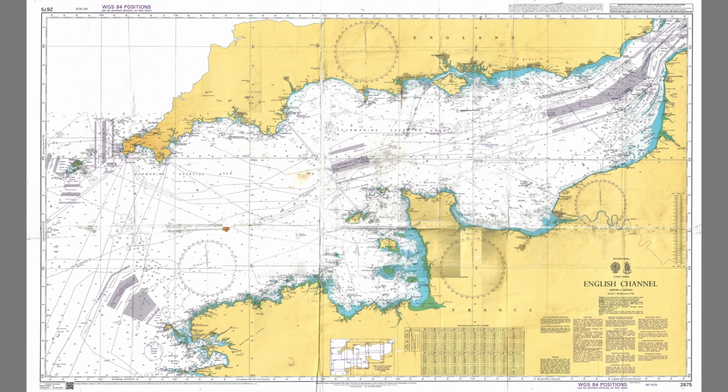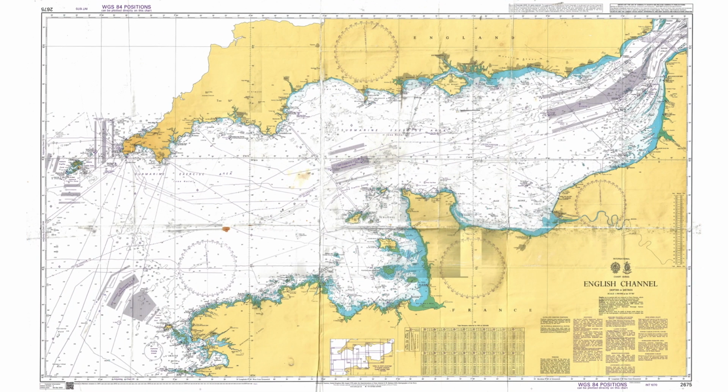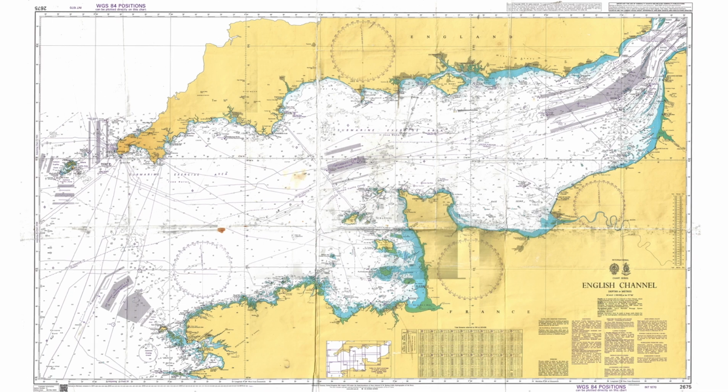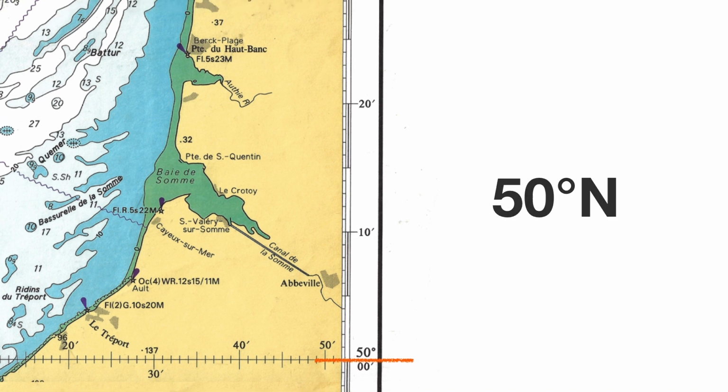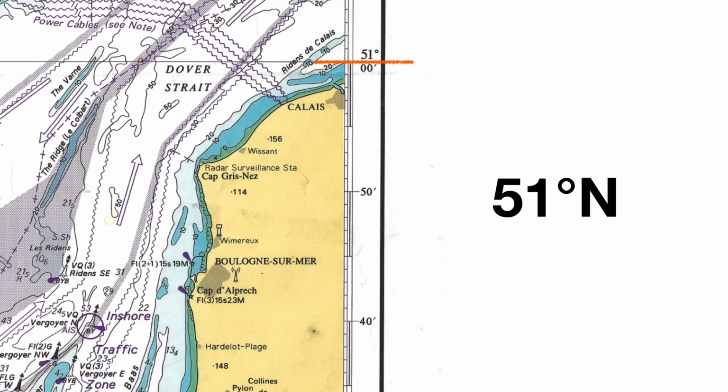Now we are looking at a chart of a specific area. Let's take a closer look at each of those scales. First, let's take a look at the latitude scale. So here's the 50-degree north latitude. We know it's north because we're looking at a chart in the northern hemisphere. As we move north up the chart, we get to the next degree of latitude, 51 degrees in this case.